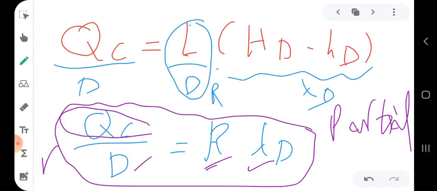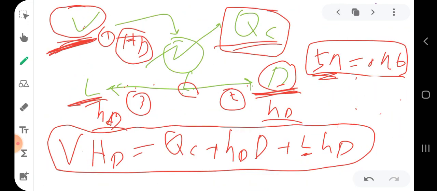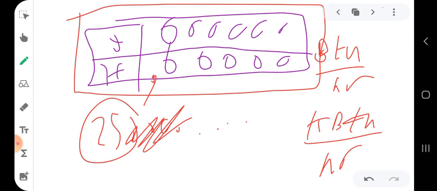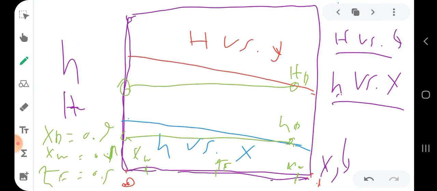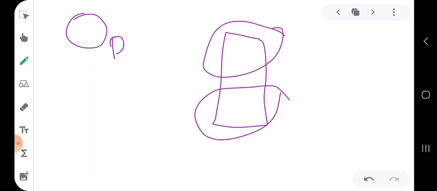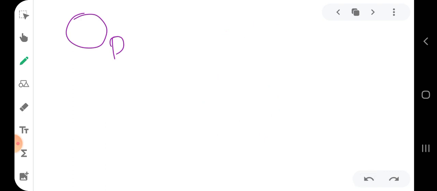Now let's define a point in this graph. Let's define a point called OD. This point OD is called the top section operating point. Remember, in a distillation column, we have the top section and the bottom section. So this point is called the top section operating point.